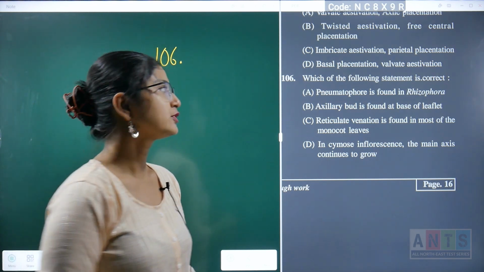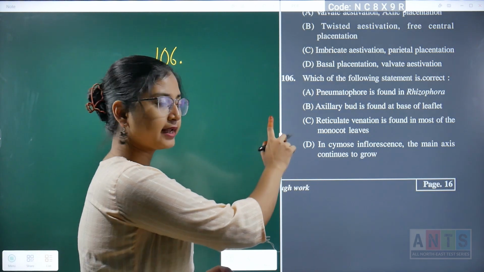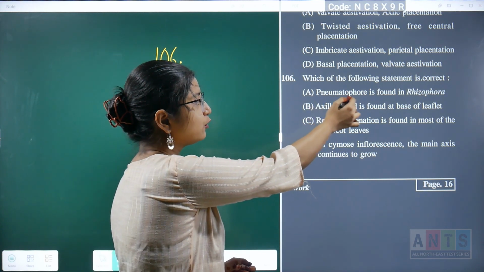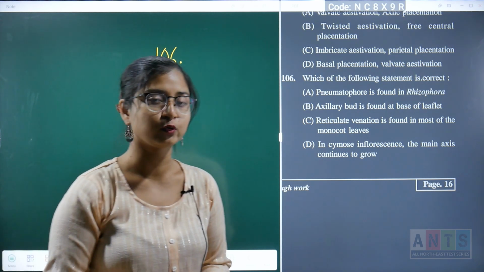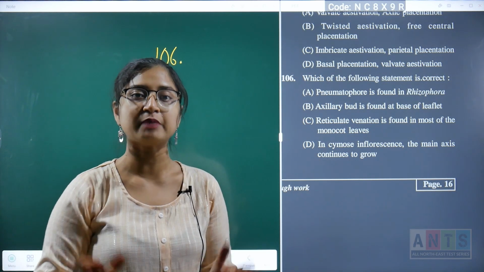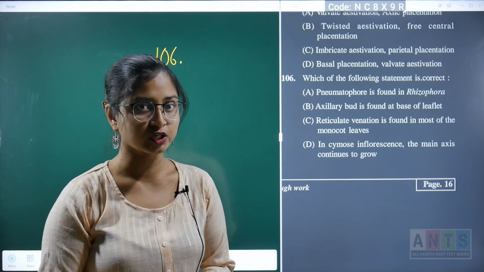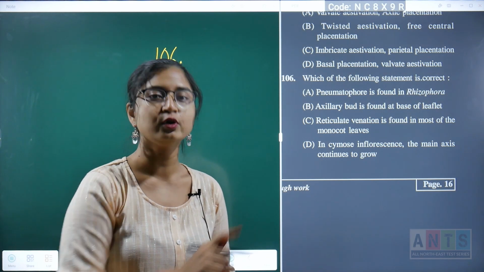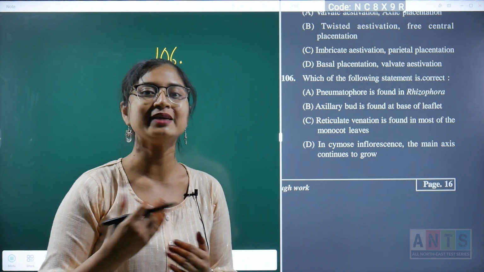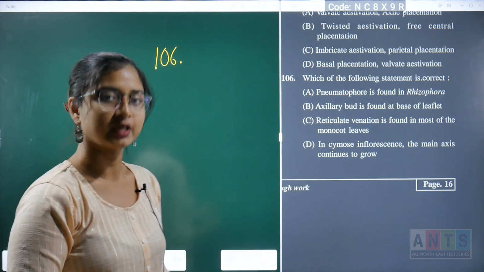Now question number 106, which of the following statements is correct? तो इसमें हमसे correct statement पूछा जा रहा है. Pneumatophore is found in Rhizophora. So Rhizophora, a type of mangrove which is found in saline marshy conditions. So they have an advanced type of a root modification. This particular root modification is called to be pneumatophore, which is helping them to perform easy gaseous exchange. The statement A seems to be correct.